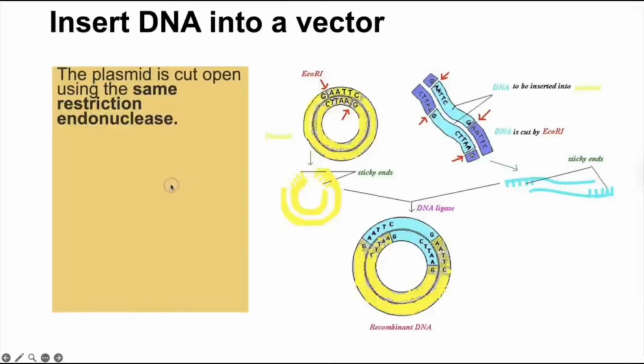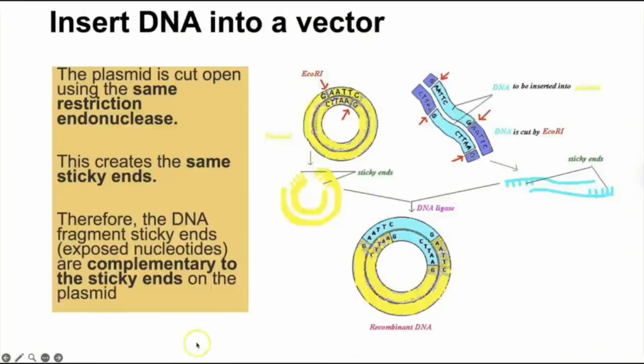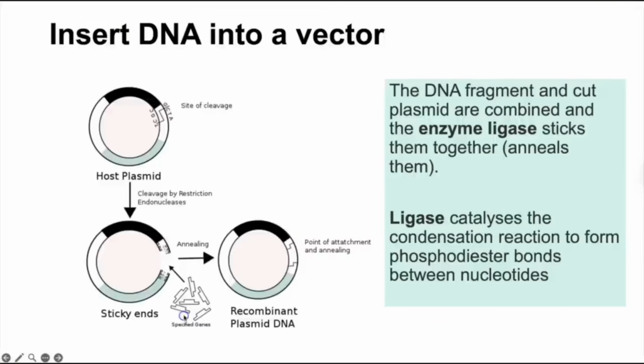And the way that we do that is the plasmid has to be cut open using a restriction endonuclease, but you have to use the same restriction endonuclease as the one that you use to cut out your DNA fragment. And the reason for that is that means your plasmid and your DNA fragment will have the same sticky ends. So that means they'll have complementary sequences overhanging that can align. And therefore, they are going to be able to align and join.